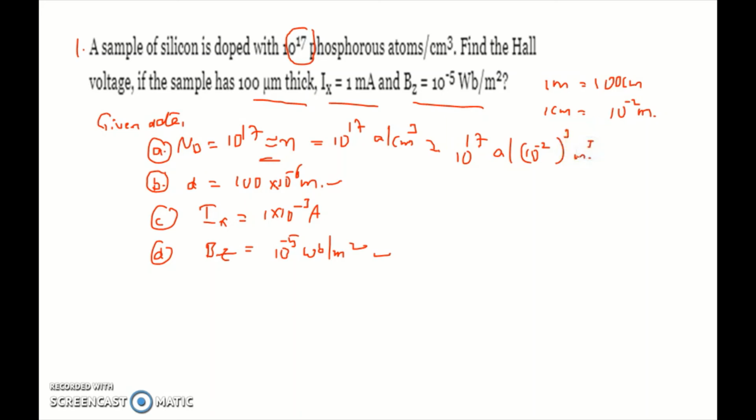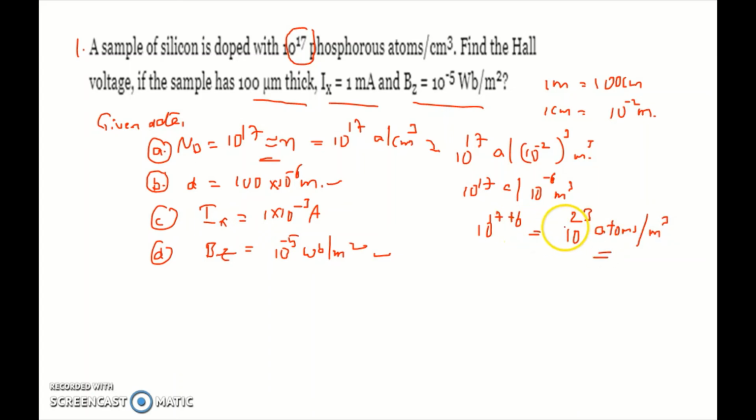I will get the meter cube. Now it becomes 10 power 17 atoms per 10 power minus 6 meter cube. If I bring this 10 power minus 6 to the upside, then I will get 10 power 17 plus 6, that becomes equal to 10 power 23 atoms per meter cube.